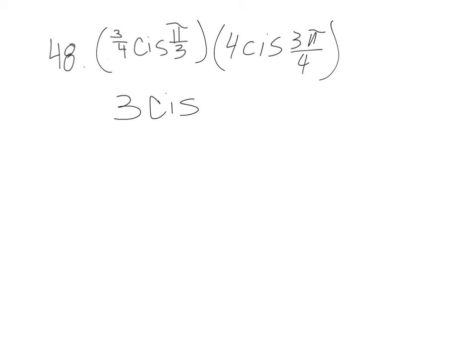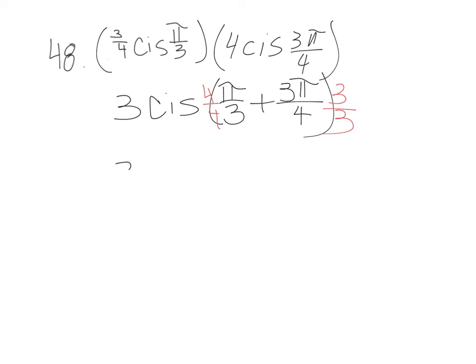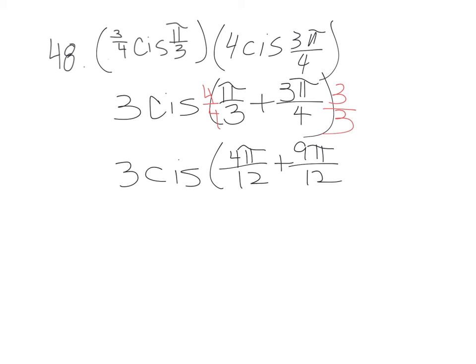And then we do one order of operation down to the angles, which would be pi over 3, the two angles we add together. Since one order of operation down for multiplication is addition. 3 pi over 4, we're going to get like denominators. So let's multiply this by 4 over 4 and this by 3 over 3. So we have 3 cis 4 pi over 12 plus 9 pi over 12, which then gives us 3 cis 13 pi over 12. And we are leaving that in trigonometric or polar form, so we are done.